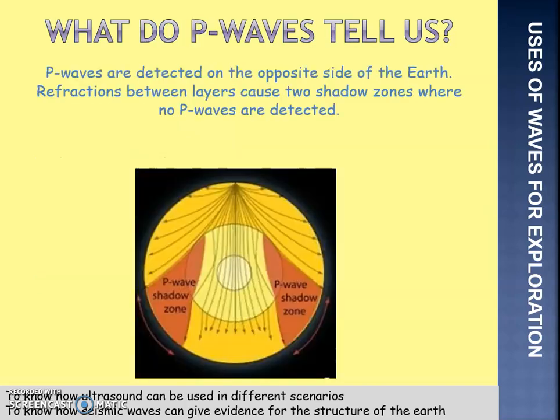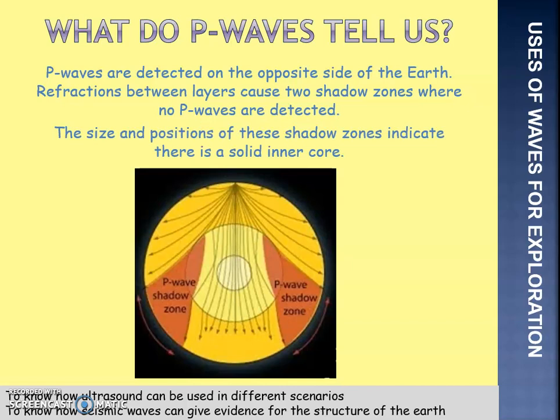P waves are slightly different. P waves are detected on the opposite side of the Earth, but refractions between the layers cause 2 shadow zones. They cause the waves to interfere with each other, and there's no P waves detected there. The size and position of those shadow zones indicate to us that there is a solid inner core. We can see the path that it should take, we can see the path that it is taking, and because it's bent so much, we can tell from that there is a solid inner core.